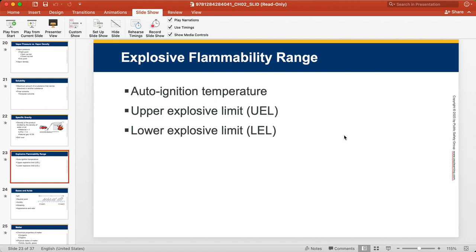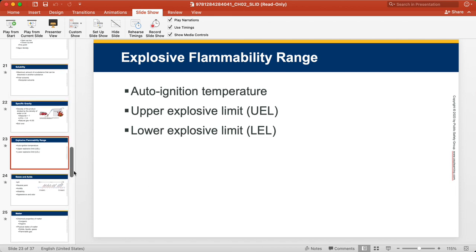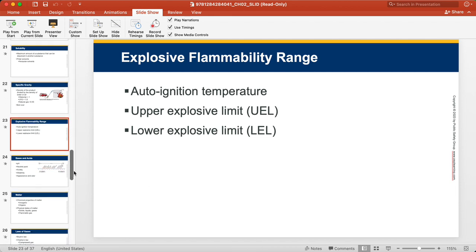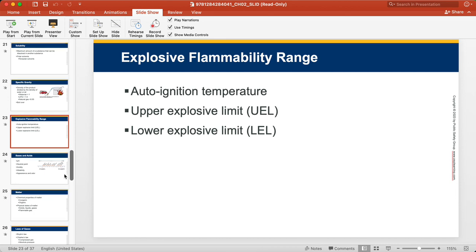The gas that has the widest window is acetylene gas, which is used in the welding and fabrication industry for working with everything with steel. It has a huge window of flammability. Its UEL, the upper explosive limit, is very high, and its LEL is very low. Okay?